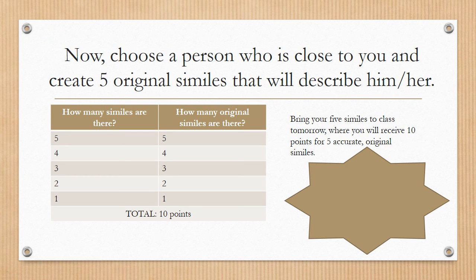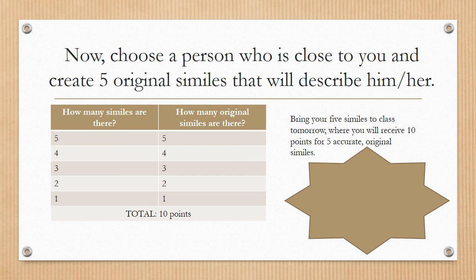So lastly, as our summative assessment for this simile lesson, I'd like you to choose a person who is close to you and create 5 original similes that will describe him or her. That person could be a parent, a friend, a neighbor. Again, though, you want to have 5 similes that you are going to associate with him or her. You're going to be graded out of 10 points, so the similes must be accurate, and the similes must be original, so they cannot be cliches.